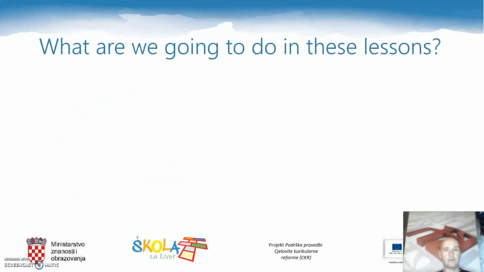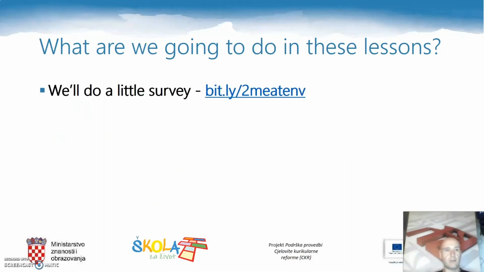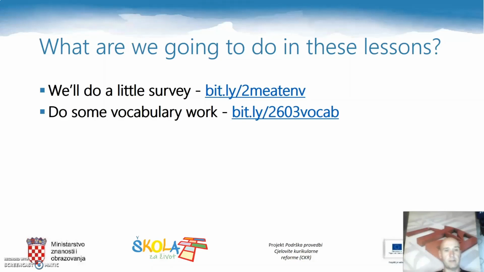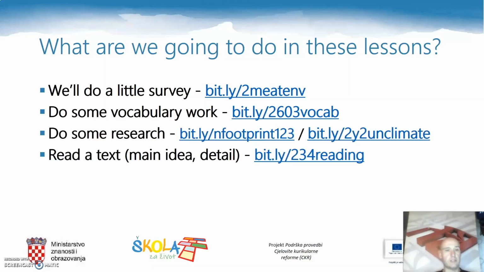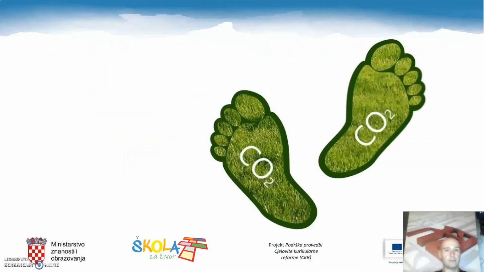So what are we going to do in these lessons? We'll do a little survey, we'll do some vocabulary work, we'll do some research, read a text for a main idea or details, and we will try to raise awareness. So the title of the unit is Meat and Environment. So what are we going to talk about?